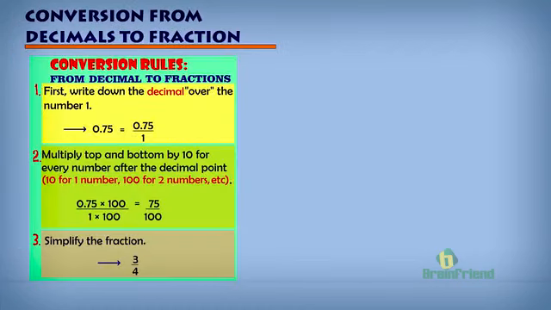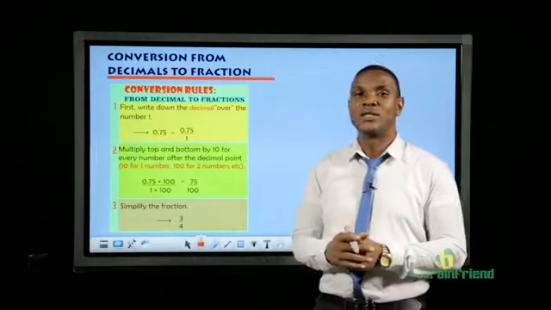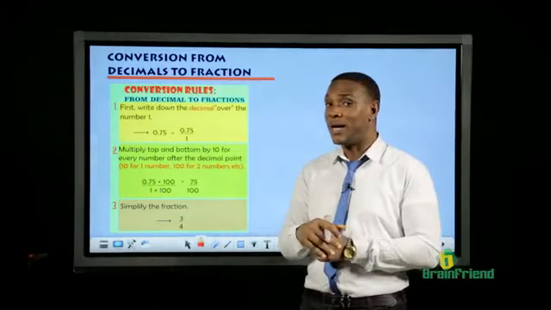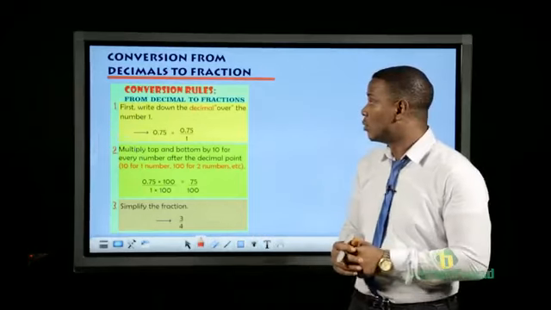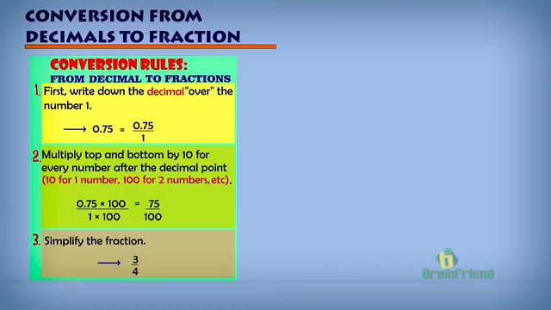Now we've learned how to convert fractions to decimals. Let's see how we can convert decimals back to fractions. To do that, we follow 3 simple rules. First, write down the decimal all over the number 1. If 0.75 is the decimal that you were given, simply write it all over 1.